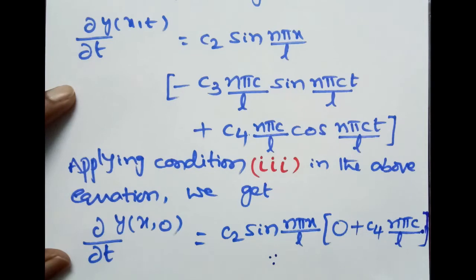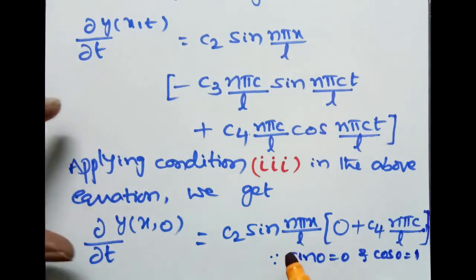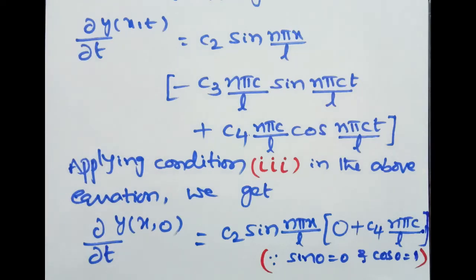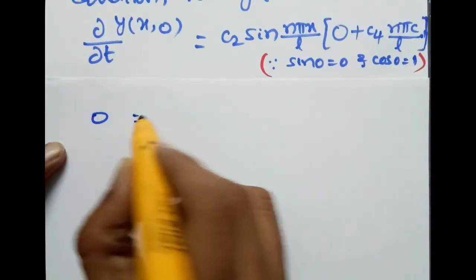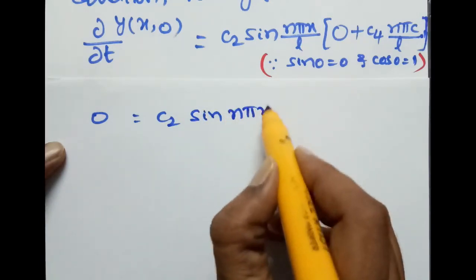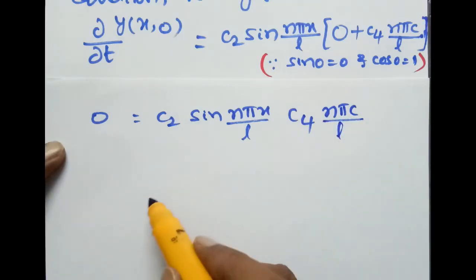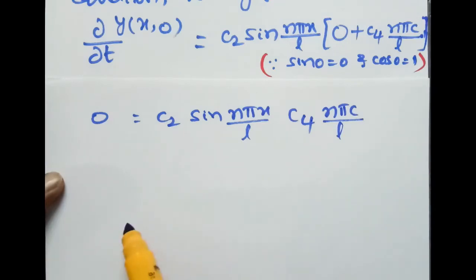Since sin 0 equals 0 and cos 0 equals 1, therefore this value is equal to 0 as in condition number 3. 0 is equal to c2 into sin n pi x by L, c4 into n pi c by L. Therefore, either c2 equal to 0 or sin n pi x by L equal to 0 or c4 equal to 0 or n pi c by L equal to 0.